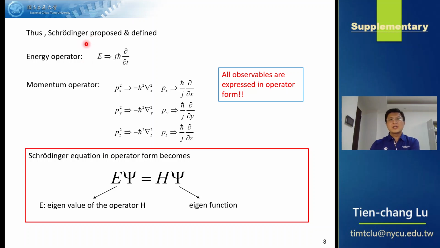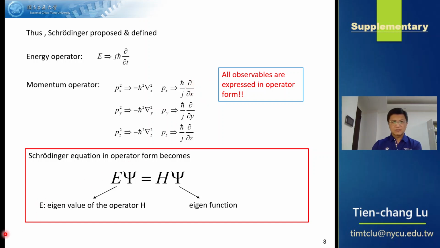So Schrödinger proposed and defined the energy operators. As I mentioned in the previous slide, the energy operator can be expressed as jħ ∂φ/∂t. For the momentum operators, we know that in the x direction, px squared is minus ħ squared times the Laplacian in the x direction. So px can be expressed as ħ divided by j, ∂φ/∂x.